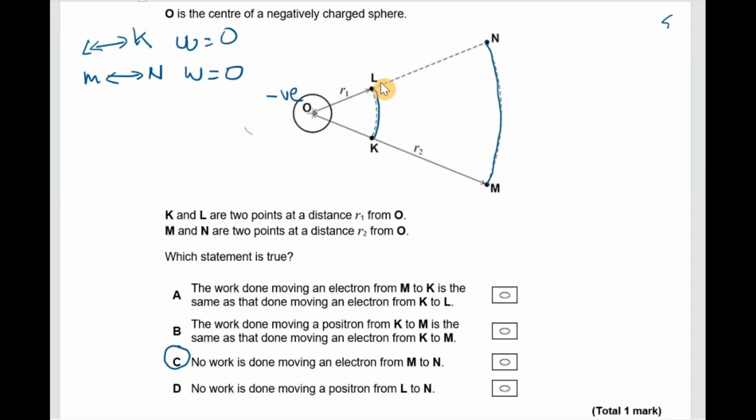However, if I have a positive charge and I want to move it from L to N, I will need to do some work because that positive charge will be attracted towards the negative charge here. So for a positive charge, if I want to move that positive charge from L to N, then yes, I will have to pull that positive charge from L to N, so I'll have to do some work, and I'll call that work plus W, positive work being done. That's exactly the same as if I move it from K to N, the same amount of work.